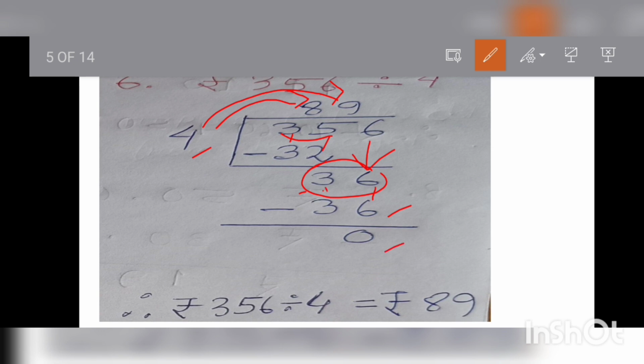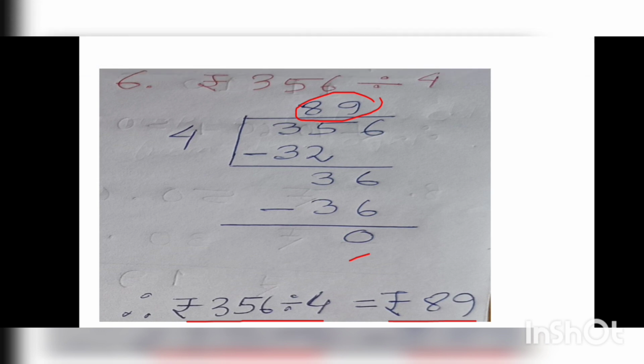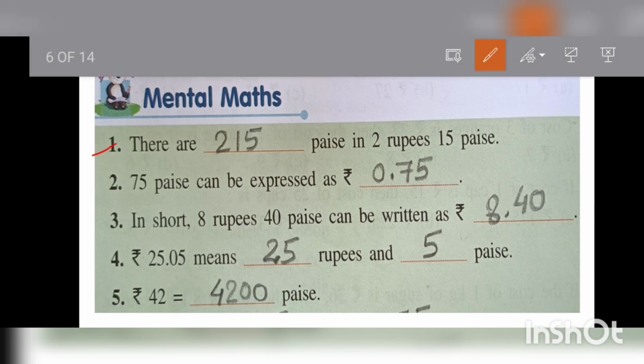Okay, now we get remainder is 0 and the quotient is 89. Okay, so that means when we divide rupees 356 by 4, then we get rupees 89. Okay, the remaining questions are homework. Now see this mental maths part questions. There are dash paise in 2 rupees 15 paise. Okay, here in question number 1 what is given?